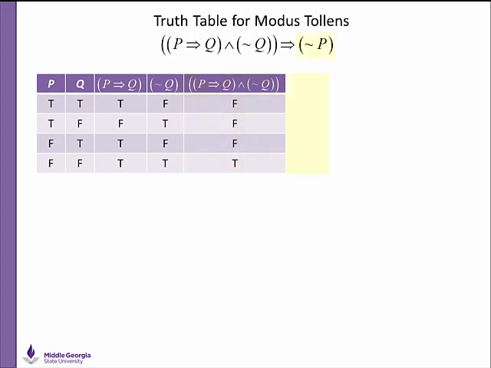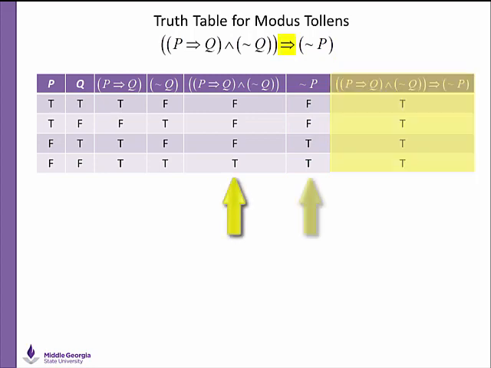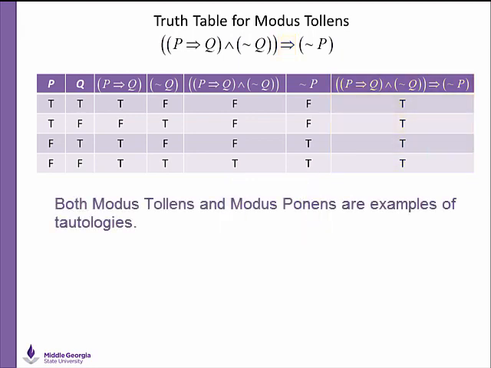Then for the right side we'll need not P. Those are the opposite truth values of P. And finally we can do the implication of the left side implies the right side, and we see in the first three rows the first part of that implication is false, so that's always true, and in the last row true implies true is always true. This is our second rule of inference. Modus ponens was our first.